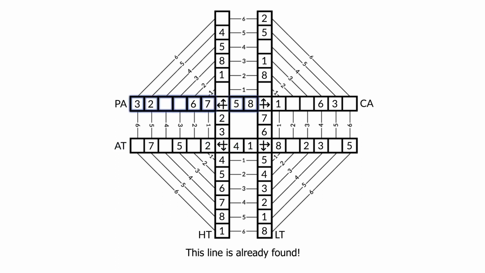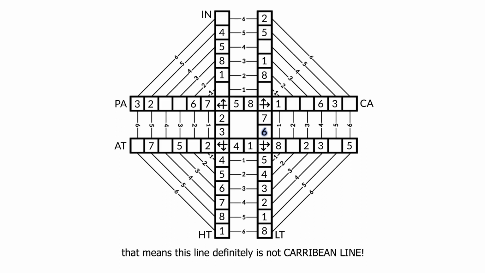Next. This line is already found. Next. 3. Empty square might be odd number. 8. We found another random line. We will mark it as Indian line with the abbreviation IN. And the last line, 6. The first number is an even number. That means this line definitely is not a Caribbean line.